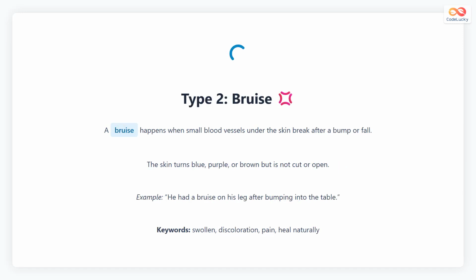A bruise appears when small blood vessels under the skin break after a bump, hit, or fall. The skin does not break, but it changes color to blue, purple, or brown. It may feel sore when touched. A bruise usually heals naturally after a few days. For example, he had a bruise on his leg after bumping into the table. Important words include swollen, discoloration, and heal naturally.